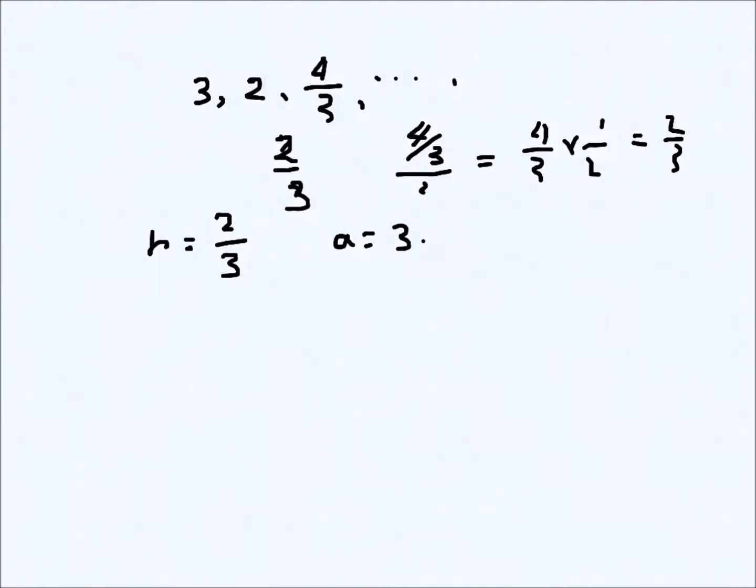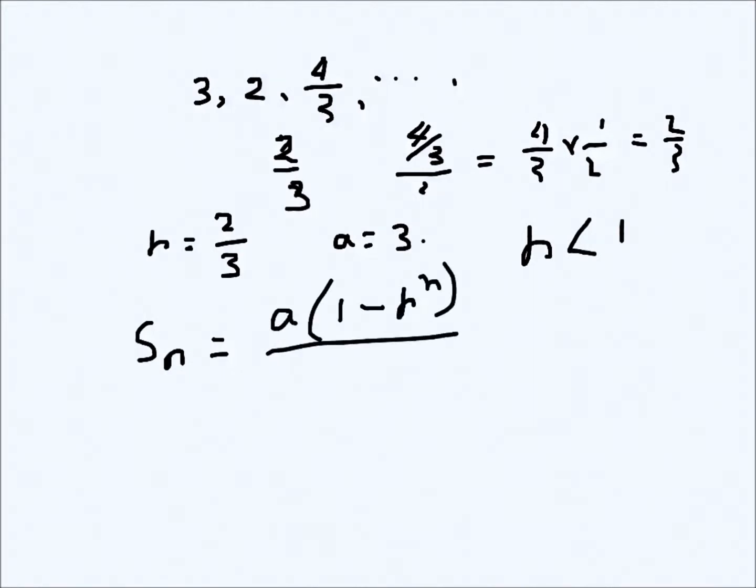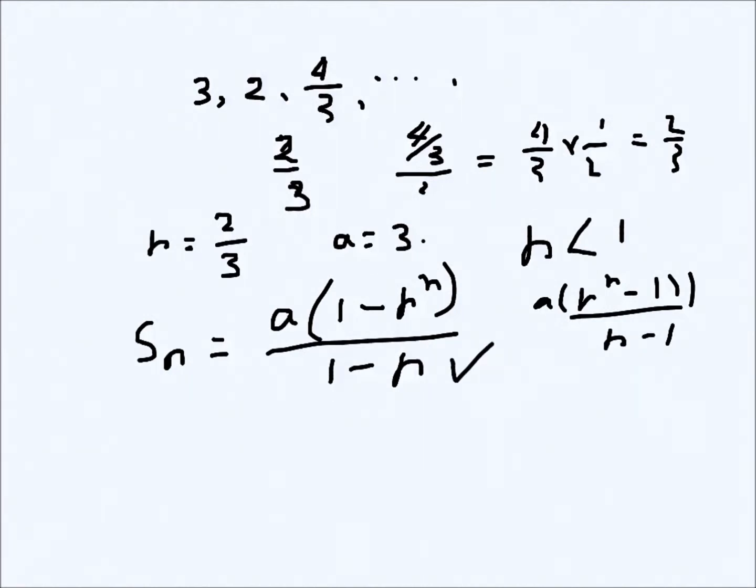So we know the formula for the sum. Since r is less than 1 in this case, we will have something like this: a times 1 minus r to the power n over 1 minus r. If r was greater than 1, then the formula would go like this, so that the sum is a positive value. So in this case it will be this one, so let's plug in the values here.